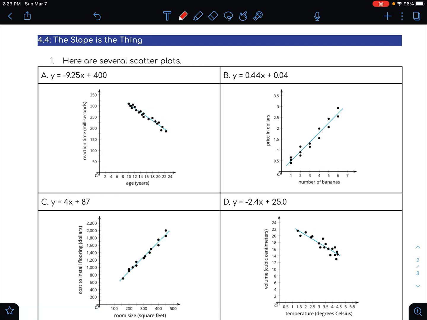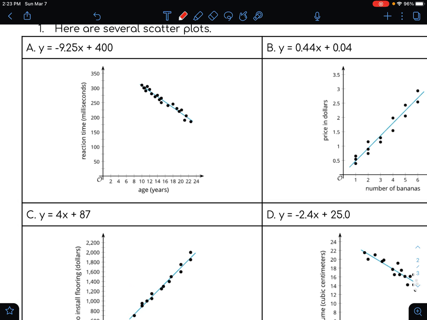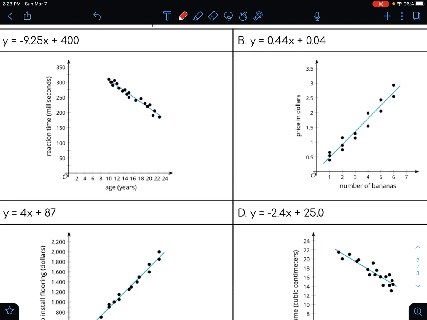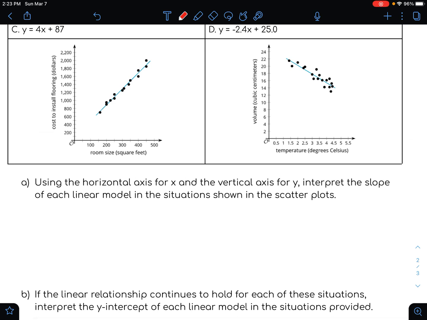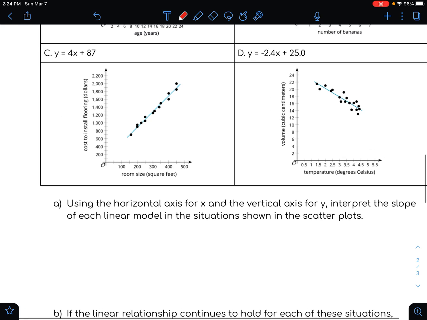Let's continue to investigate the meaning of the slope and y-intercept values on a linear model and within the equations for the linear models. Here we have 4 examples of 4 situations with scatter plots of data and also a linear model drawn in for the graph and an equation of that linear model being shown. A says, using the horizontal axis for x and the vertical axis for y, interpret the slope of each linear model in the equations shown in the scatter plots.